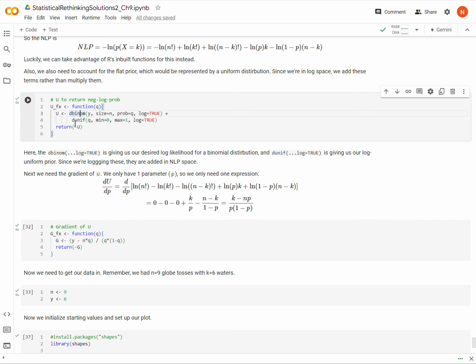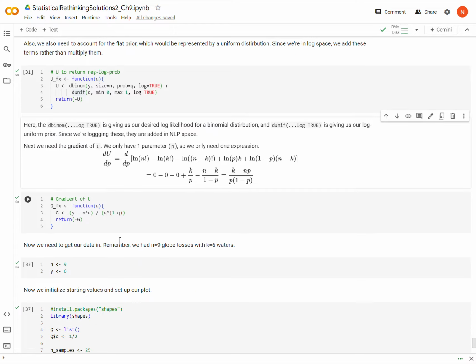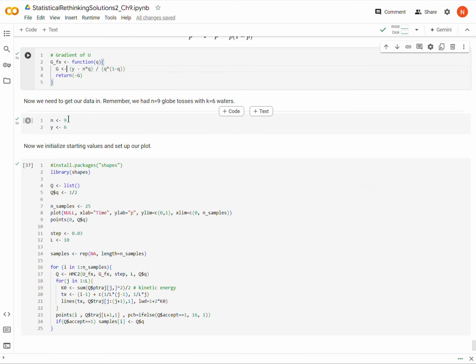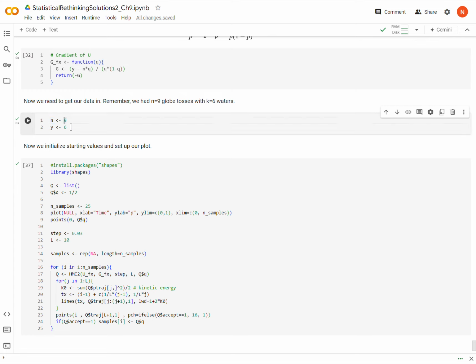You just take the derivative of this function U with respect to p, and we come out with all of this right here. I think that this would be a little bit more complicated if we had a non-uniform prior, a non-flat prior. But anyway, that's what we're assuming, and this is what we come out with. So we can just hard code that directly into our function here. And now I just need to define the data. So 9 tosses and 6 of them are water.